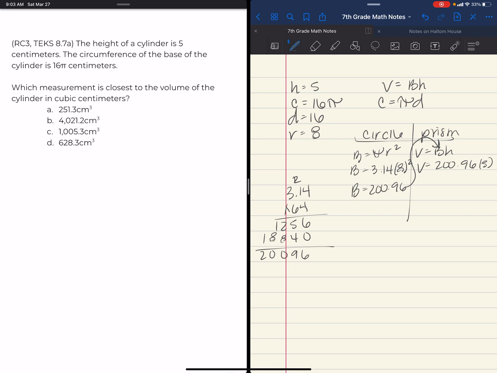And look at that. Option C actually is 1,005. So technically I can be done, but let's work it out just to prove it. 6 times 5 is 30. 9 times 5 is 45. 48. Look at that, guys. 1,004.8. And answer choice C is 1,005.3.